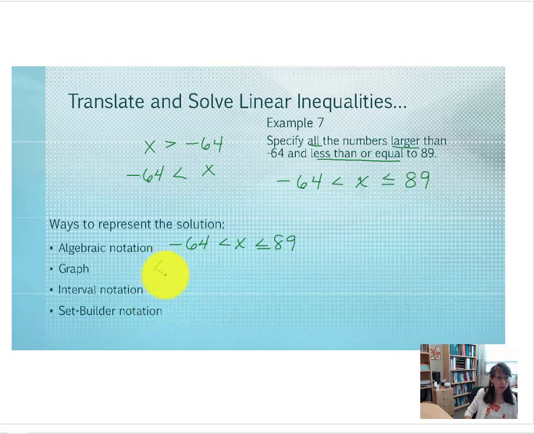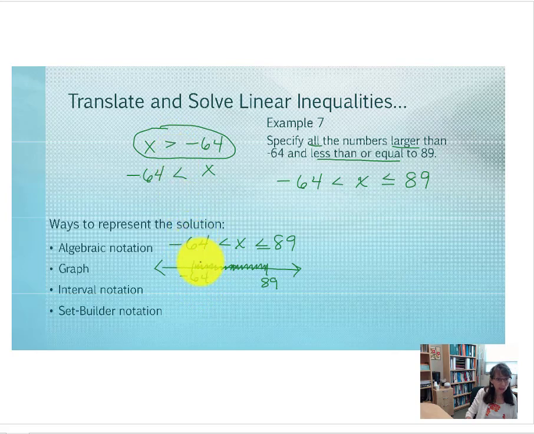So on our number line graph, we actually will have both of these numbers appearing. The smaller number on the left, the larger number on the right, just like we wrote it for the algebraic notation. So if I have numbers that are smaller than or equal to 89, that would be shading to the left. And remember, numbers that are bigger than negative 64 would be shaded to the right. So you can see the shading converges between these numbers.